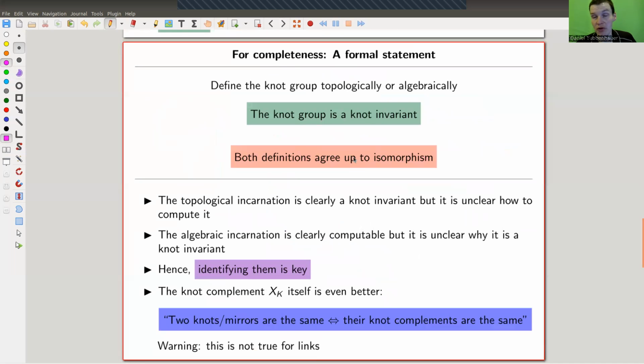So the knot group is, what a surprise, a knot invariant. And the topological and the algebraic definition, they just agree, that's a result of Wirtinger. And this is really the point here, because the topological incarnation is the geometric construction, and it's clear that it is a knot invariant, but hard to compute, or it's unclear how to compute it actually. For the algebraic invariant, it's exactly the opposite, and identifying them is exactly what you want to do. One of them is easy to define, but it's unclear how to compute it. The other one is clearly computable, but it's somehow unclear why it is a knot invariant, for example. But identifying them then kills everything at once.